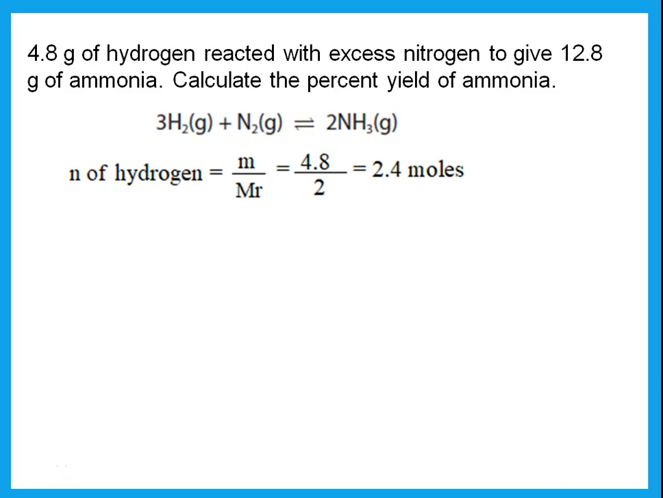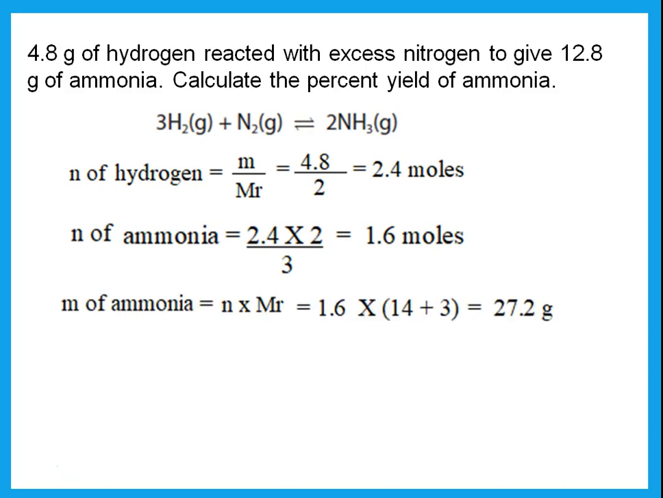Now what is he asking about? Ammonia. So I look at the equation to relate how many moles of ammonia I am supposed to get. Well, the equation says 3 moles of hydrogen will give 2 moles of ammonia. So the 2.4 will give how much? The 2.4 moles times 2 over 3 gives me 1.6 moles of ammonia. So I'm supposed to get 1.6 moles of ammonia. What is the mass of that? The mass of ammonia, number of moles times molecular mass, is 27.2. So he's supposed to get 27.2 grams from this reaction.